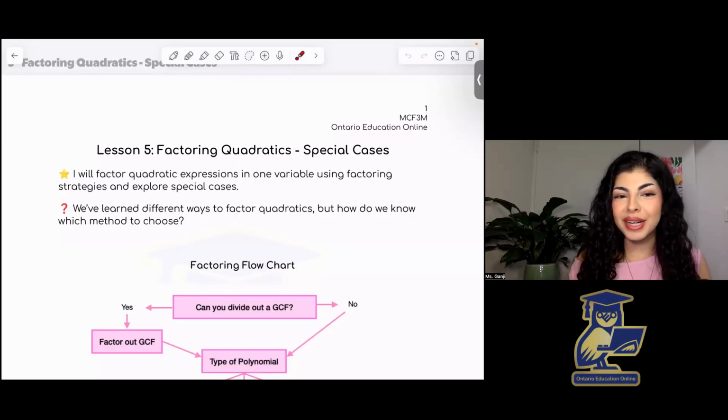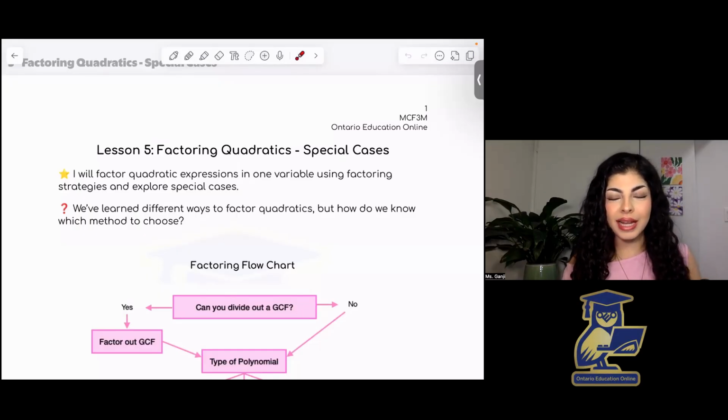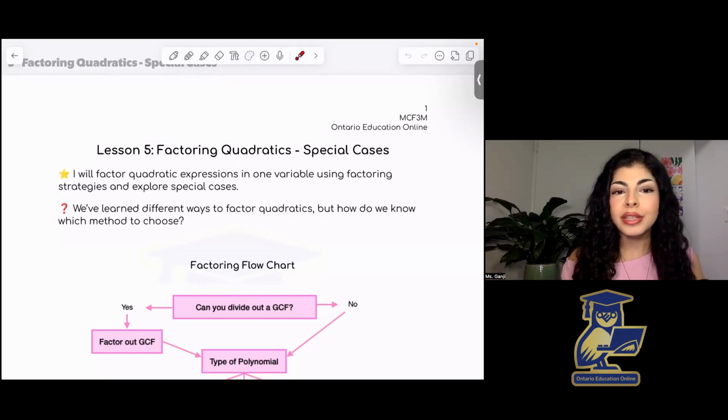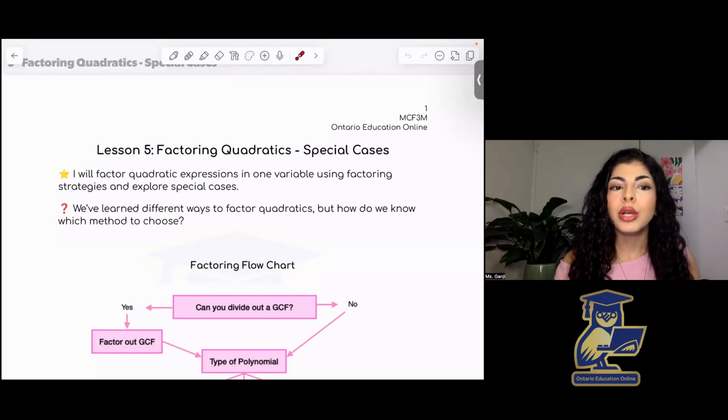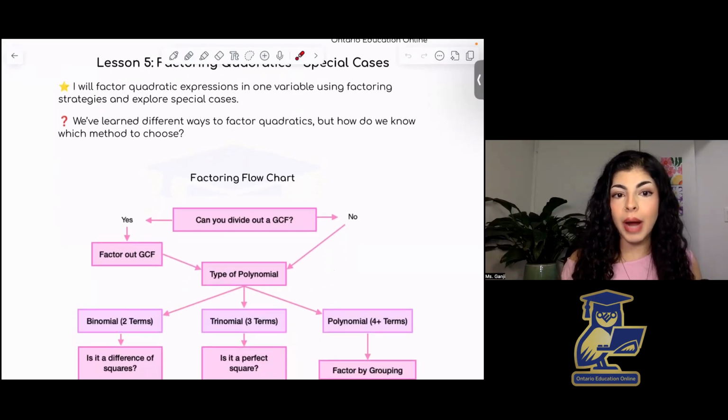Hello and welcome to our lesson 5 on factoring quadratics, where we're going to put everything we've learned about how to factor quadratics together and try practicing a variety of quadratic factoring today. So our learning goal is to focus on factoring quadratic expressions in one variable using factoring strategies and to explore some special cases. So you will see some multivariable factoring as well, but I'll give you some time to practice those today, just so you get a little bit more familiar.